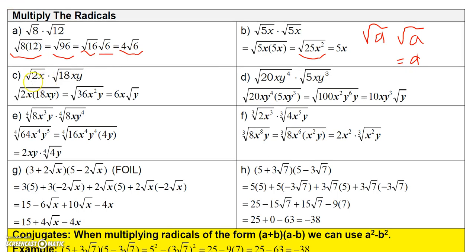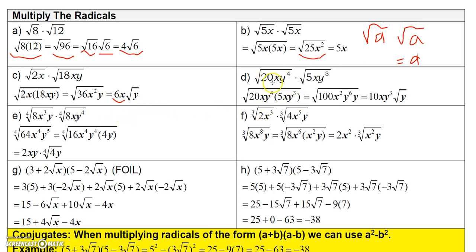On this one, you have square root of 2x times square root of 18y, and you can multiply those together inside the radical, and you get square root of 36x squared y, and the square root of 36 is 6, the square root of x squared is x, and the y stays in the radical, so you just get 6x times the square root of y.